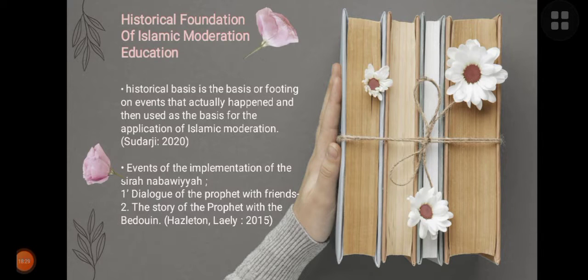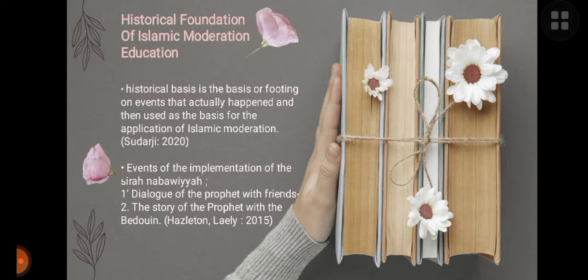The second point is about the events of moderation in the Sirah Nabawiyah. A. Dialogue of the Prophet with friends. The story recorded by Aisha tells of 3 friends who claimed to practice their religion well. Each of the 3 friends admitted to being diligent in fasting until they never broke their fast, always praying at night until they never slept, and not getting married for fear of disturbing their worship. The Prophet at the time emphasized that he is the best among them, because the Prophet fasted and broke his fast, prayed at night and slept, and got married.